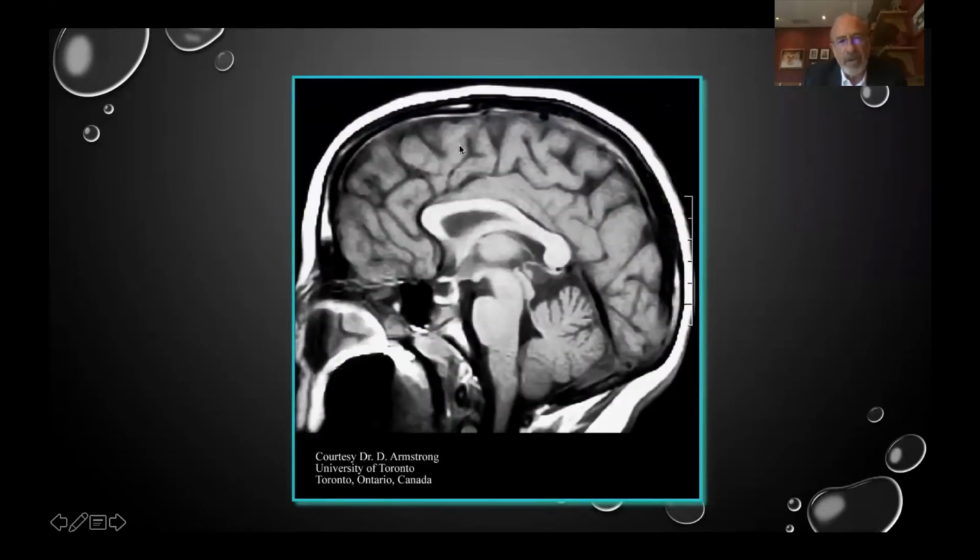When we look at a mid-sagittal slice of the brain, what we find is that we have the upper portion, which is the cerebrum up here. We have the cerebellum, sometimes called the hindbrain. We have the brain stem, encompassing what we refer to as the midbrain, the pons, and the medulla.